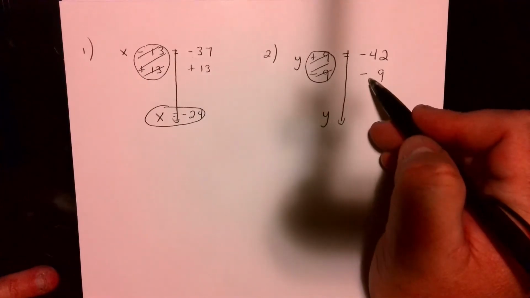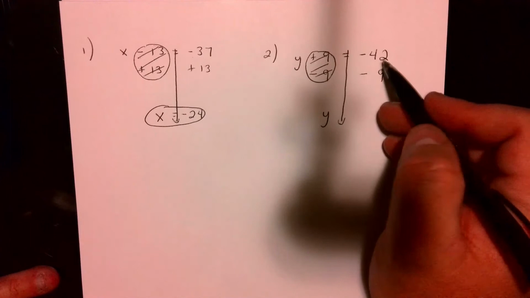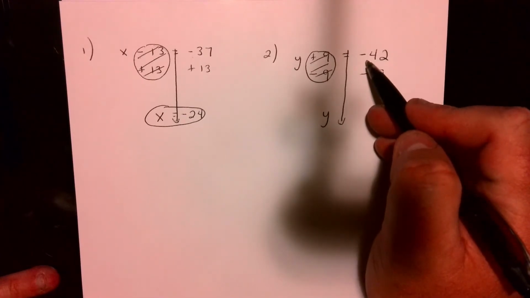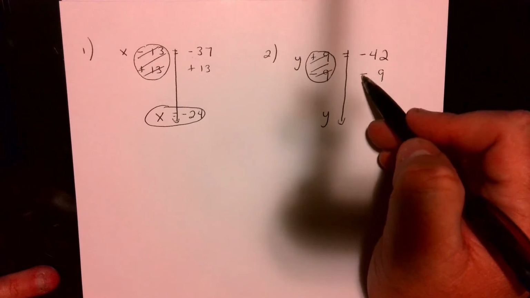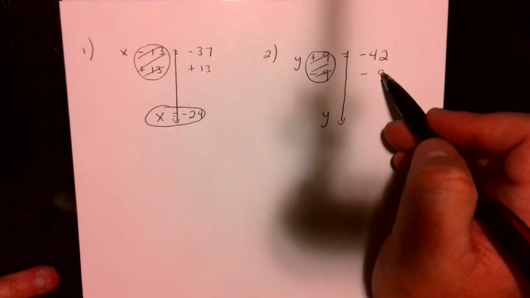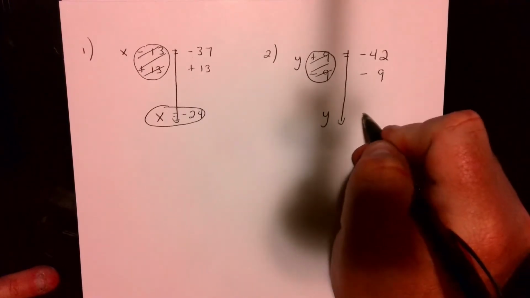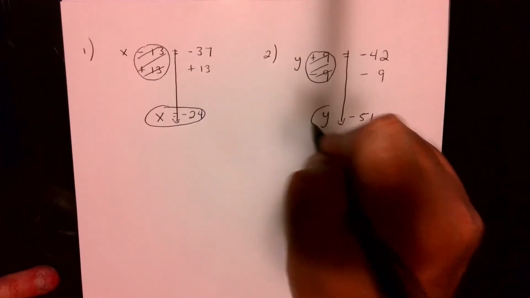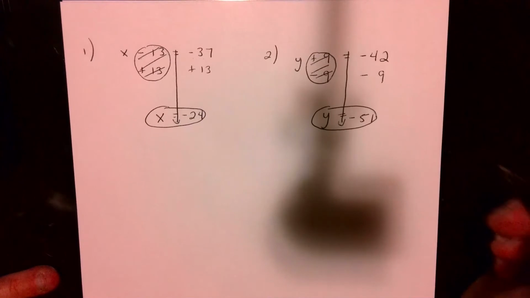Now over here, use your calculator once again if you need to. Negative 42 minus 9. Or from 7th grade, we should have learned the rule that when the signs are the same, we add these. So 42 plus 9 is 51. And we keep the sign. So negative 51 is the answer.